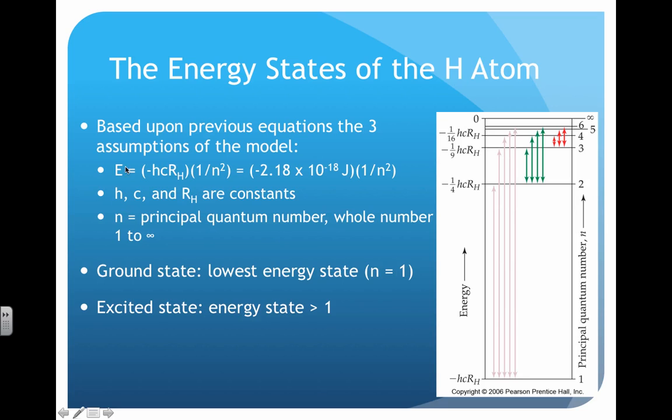For the energy states we can use this equation. It's Planck's constant times the speed of light times Rydberg's constant times 1 over the square of the principal energy level. And instead of just using individual numbers, they multiply them all together and you get this. The principal quantum number, again, is always a whole number. The ground state is the lowest energy state. This is where we will always begin, where electrons will start. And the excited energy state is basically anything above level 1.